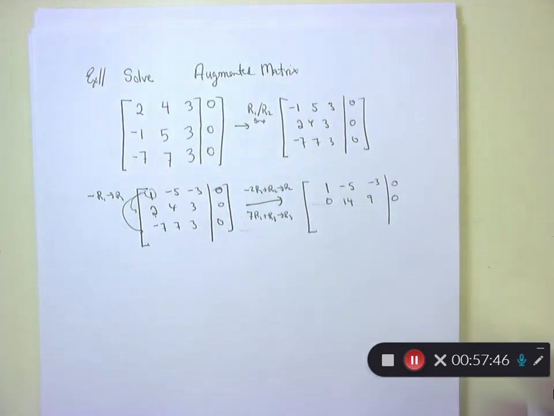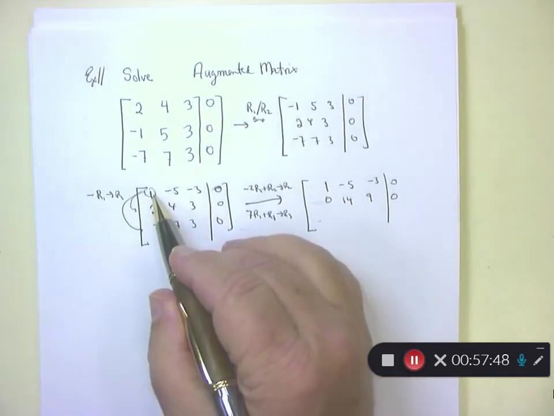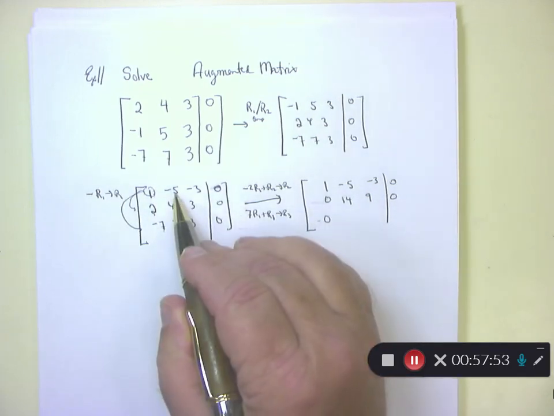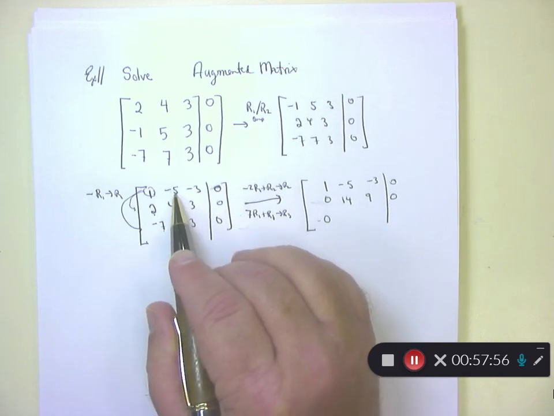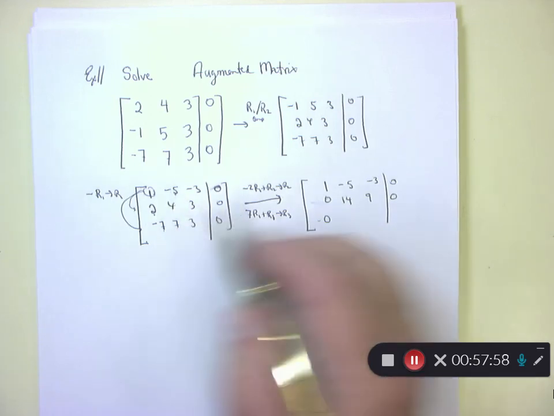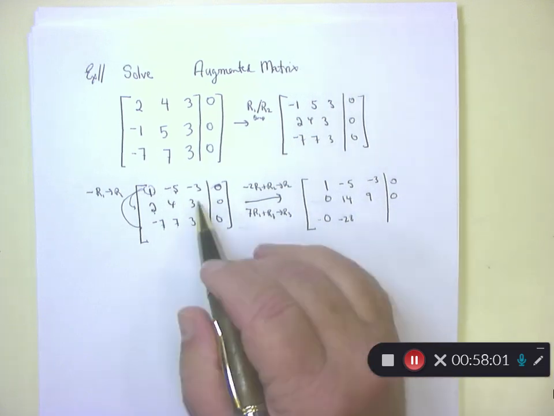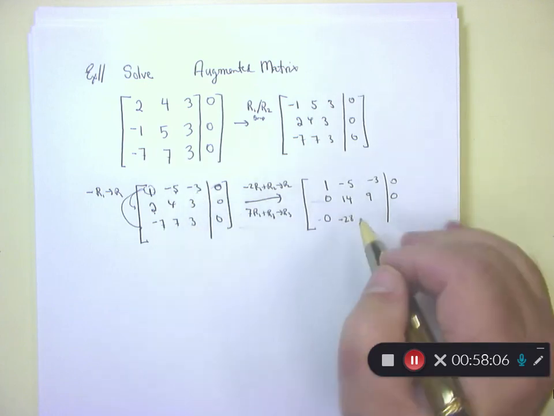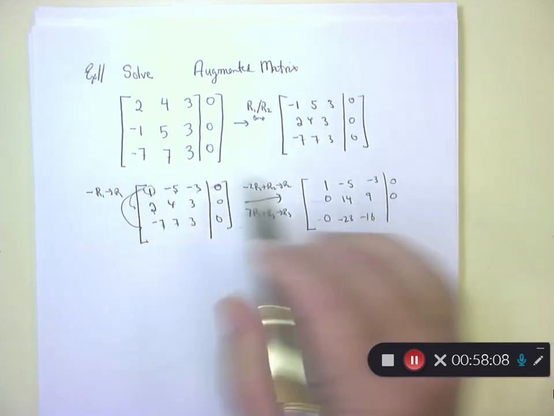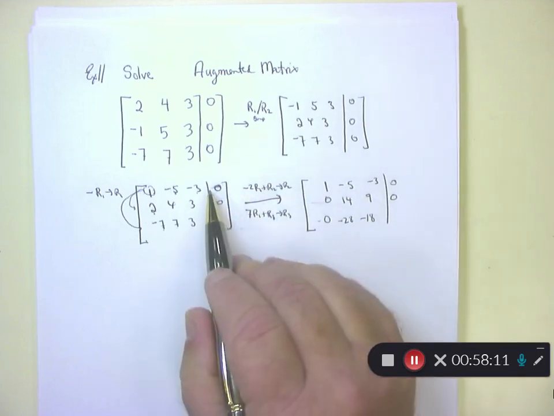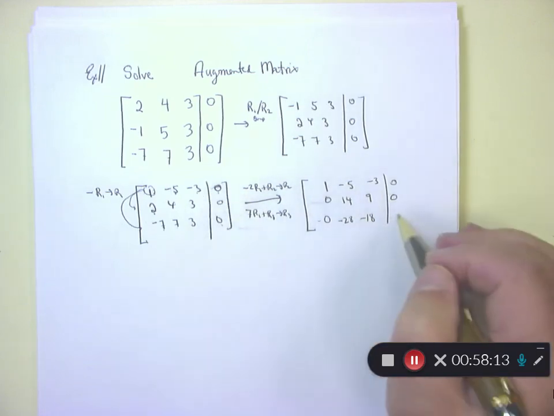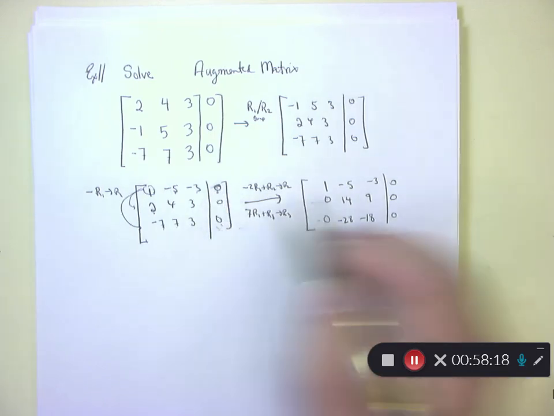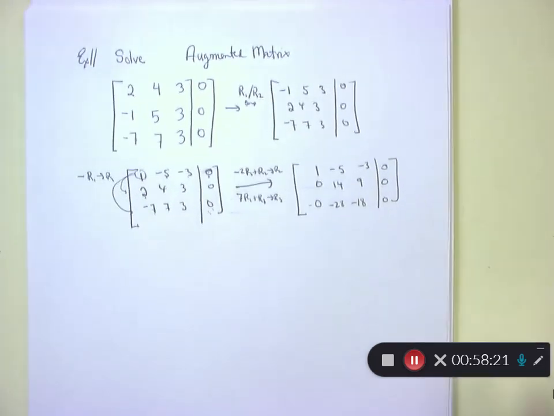Now, come down here and sweep down and kill off that 7. 7 times -7. 7 times 1 is 7 plus -7 is 0. 7 times -5 is -35. And -35 plus 7 is what? -28. And then 7 times -3 is -21 plus 3 is -18. And of course, 7 times 0 plus 0 is still 0. You get zeros over there. Does that make sense?